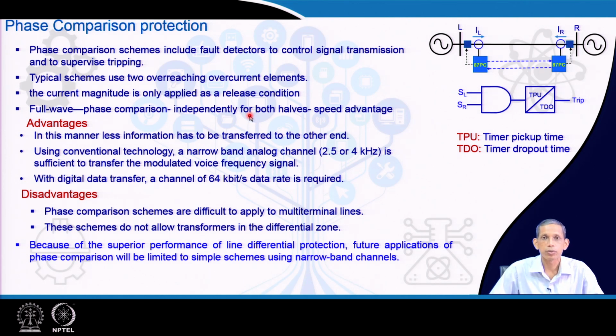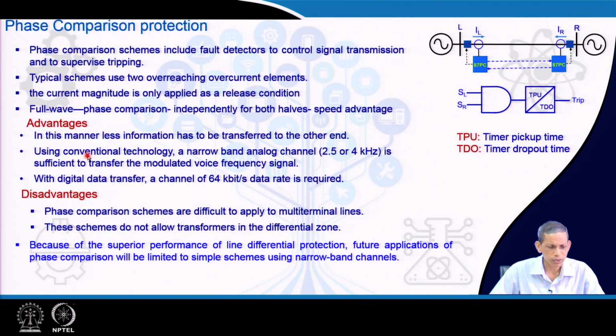So, we do not need to wait for the positive half, as you have seen in the earlier example. The negative half can also do it, and the coincidence time can be independently processed for the positive half and the negative half. Therefore, you can obtain a speed advantage, using the same timer logic we have already discussed.